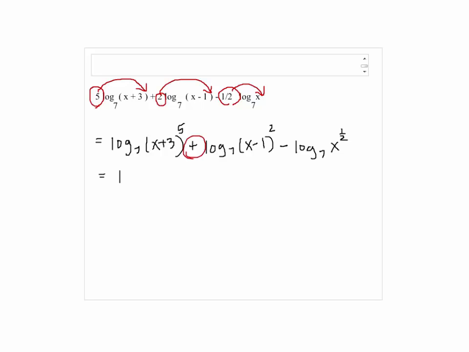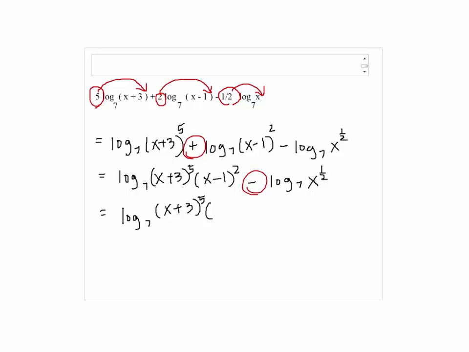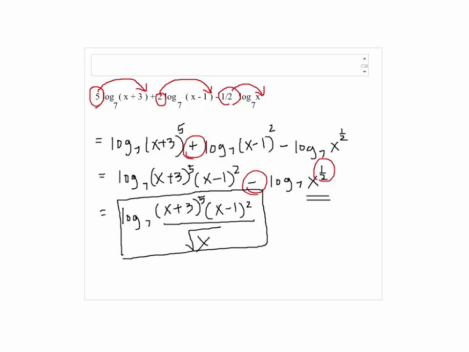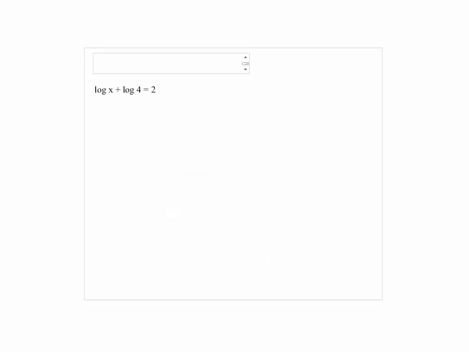Write as a single logarithm: 5 log base 7 of x plus 3 plus 2 log base 7 of x minus 1 minus 1/2 log base 7 of x. First, we're going to take care of the numbers in front of each log. So we have log base 7 of x plus 3 to the 5th power plus log base 7 of x minus 1 squared minus log base 7 of x to the 1/2. Then, using the product rule, we have log base 7 of x plus 3 to the 5th power times x minus 1 squared, minus log base 7 of x to the 1/2.